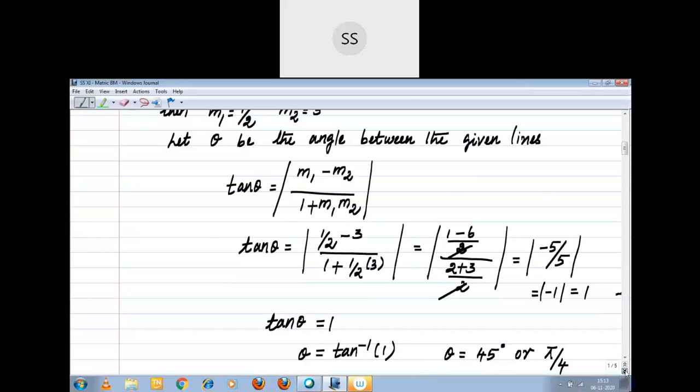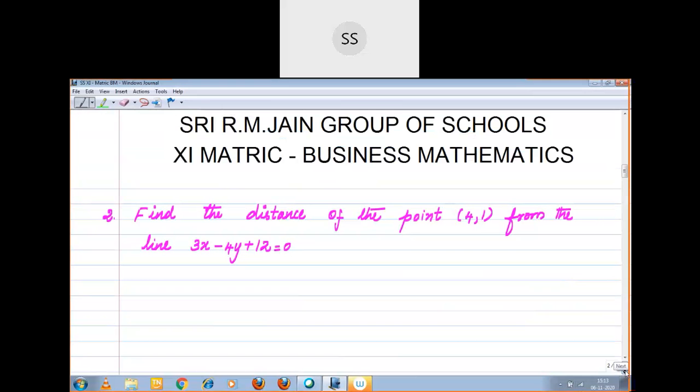Now I am going to move to question number 2. Find the distance of the point (4, 1) from the line 3x minus 4y plus 12 equal to 0. Here also we know the formula, right? Again I am going to recall. Distance of the point x1, y1 from the line.